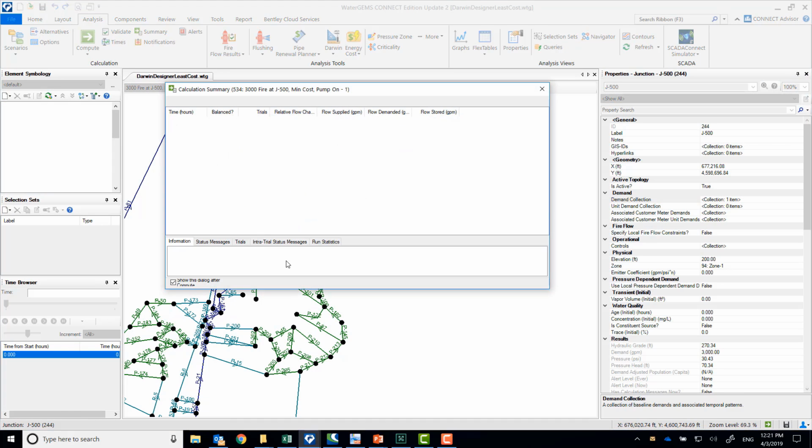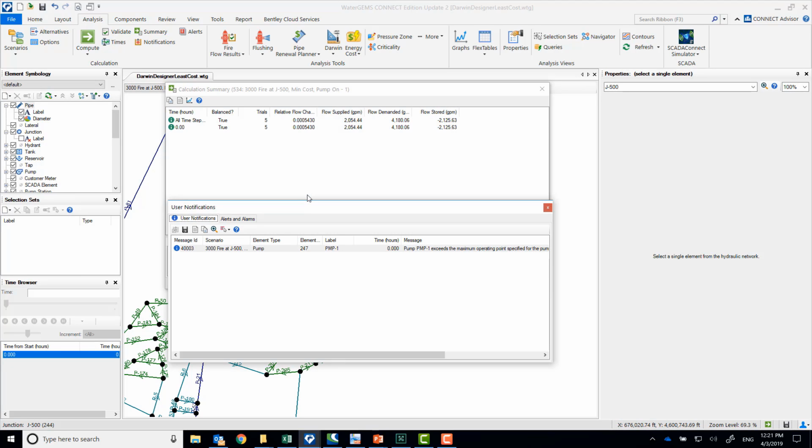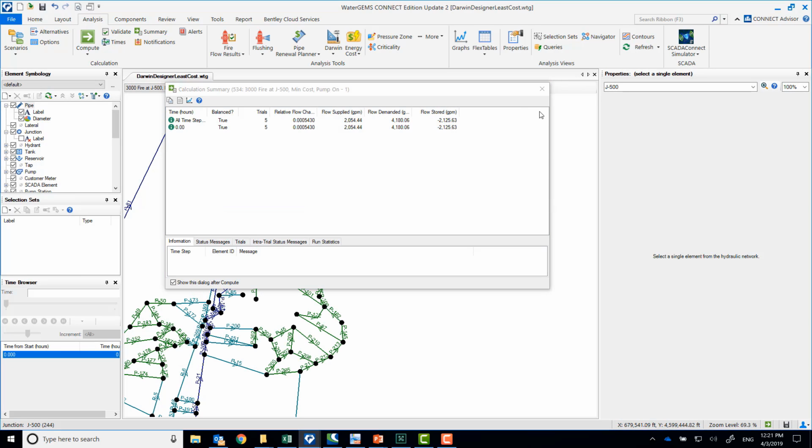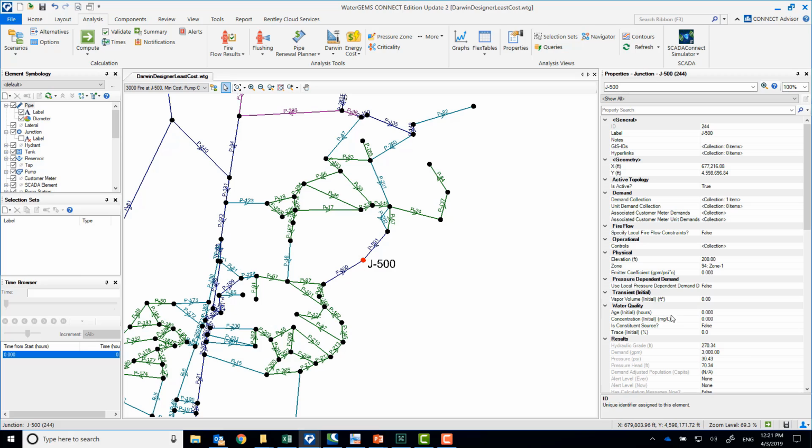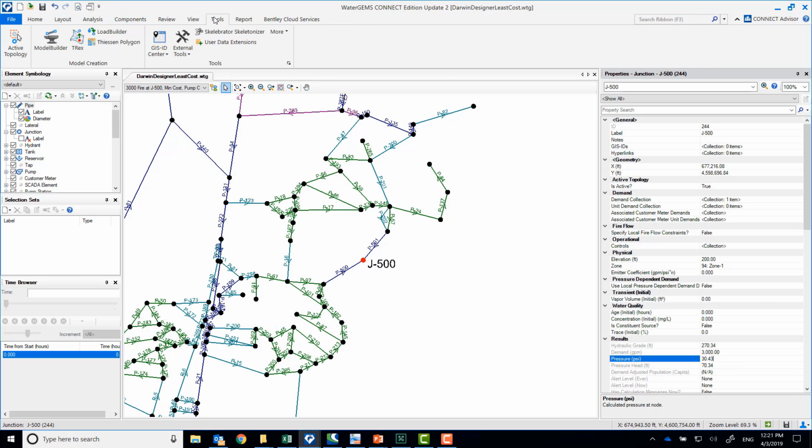And our demands that are being used in the run are still our average demand. So I should probably add all the demands or increase all the demands by 1.5. But here we can see the pressure to be 30.43. Let's probably do this the right way. I think this was part of the exercise.